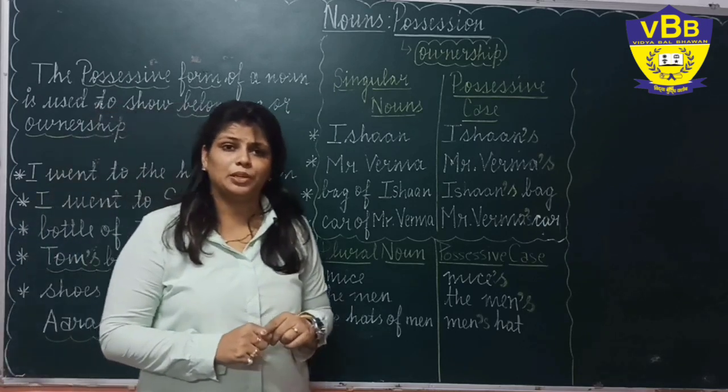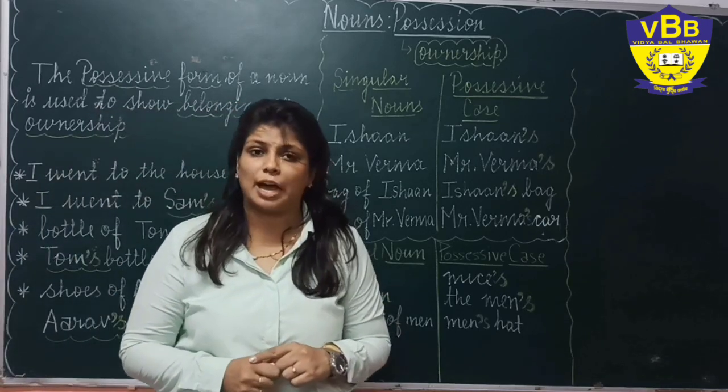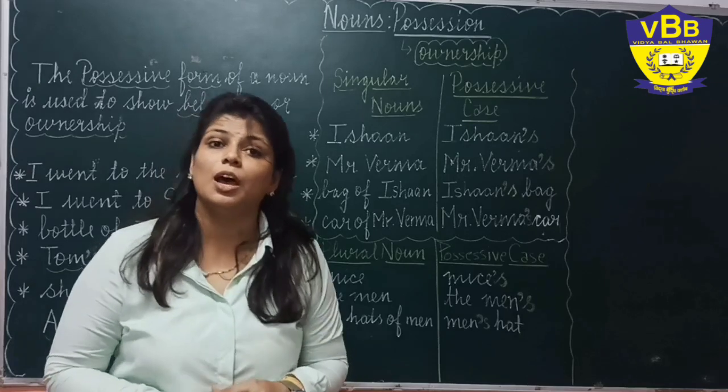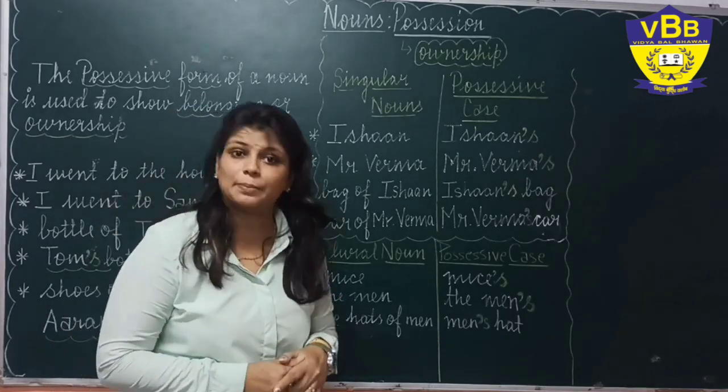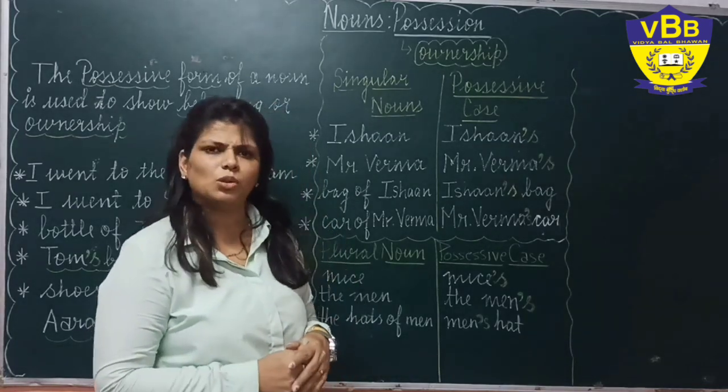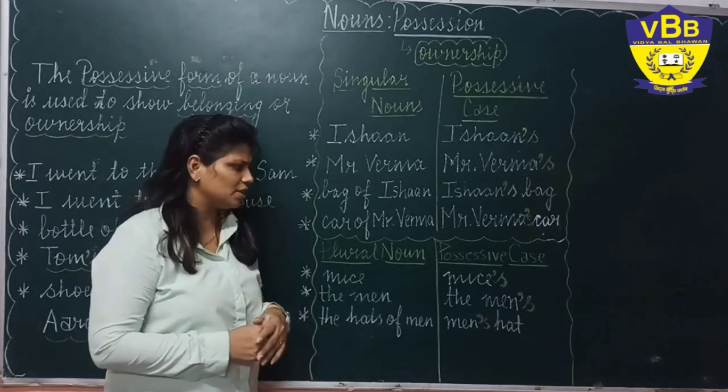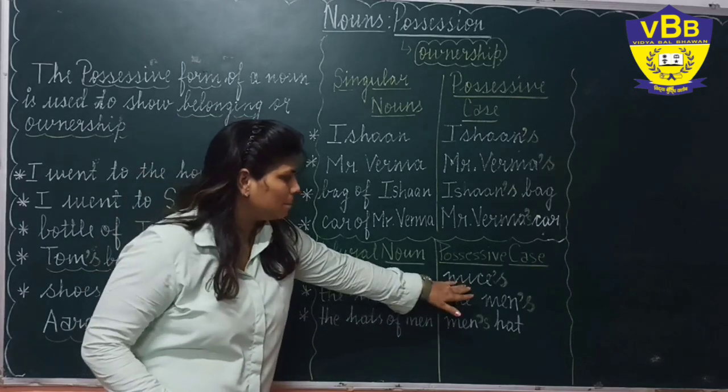Now, coming to plural nouns. Now, if there is a plural noun, how will you change it into the possessive case? Mice. Mice, children, you all know it is the plural of the word mouse. So, how will we change them into the possessive case? What have I done?